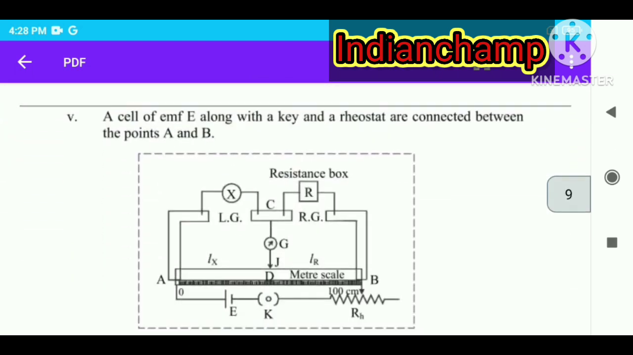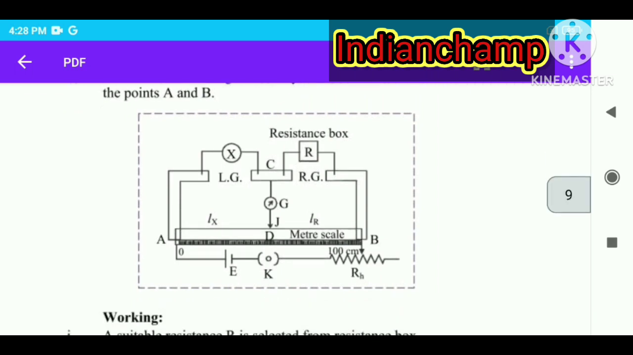A cell of EMF E along with a key and a rheostat is connected between the points A and B. This is the diagram.